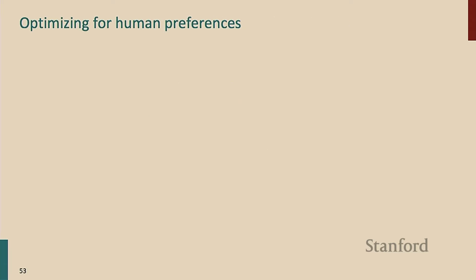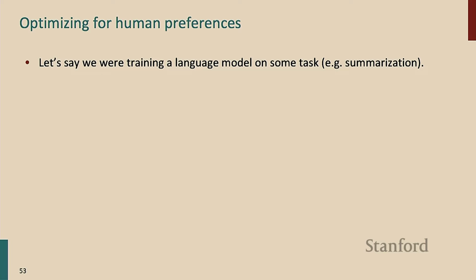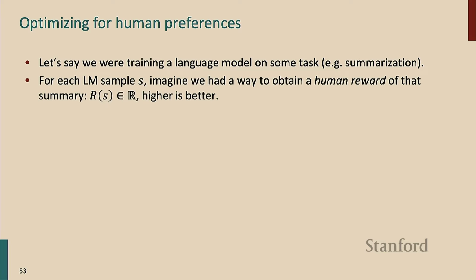Okay, so RLHF. Let's say we were training a language model on some task, like summarization. And let's imagine that for each language model sample, S, we had a way to obtain a human reward of that summary. So we could score this summary with a reward function, which we'll call R of S. And the higher the reward, the better.